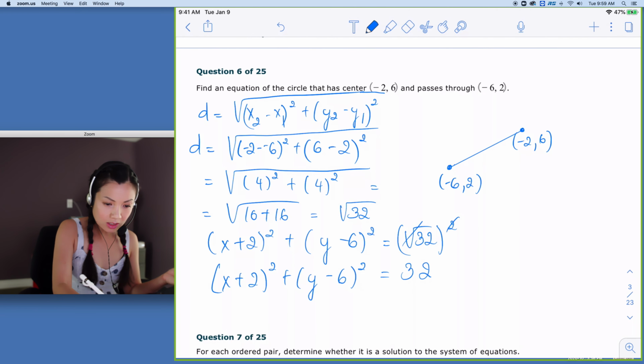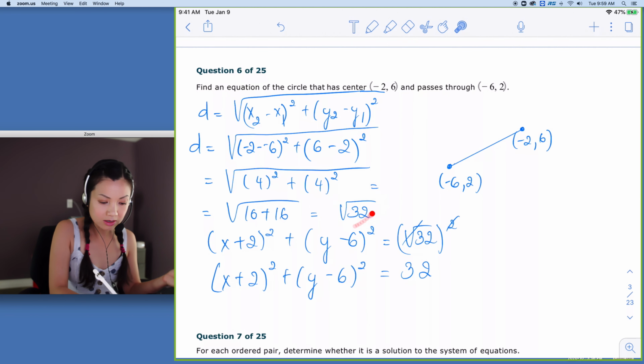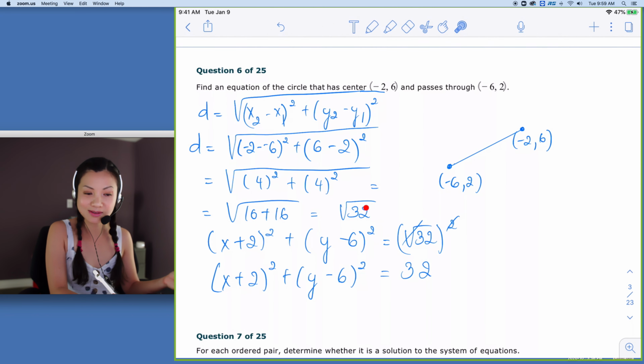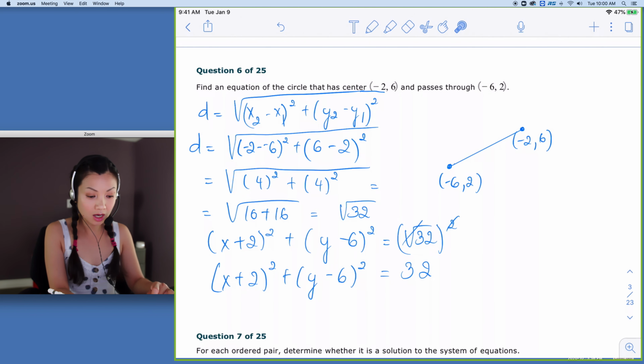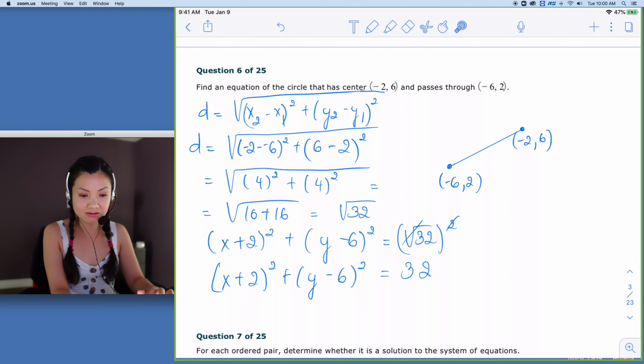So when you get to this point right here, I know it's tempting to simplify, right? But don't do it, because don't forget this is writing the equation, so we're gonna have to square the radius. So the radical is gonna cancel out. Okay, so that's what you need to know for circle.